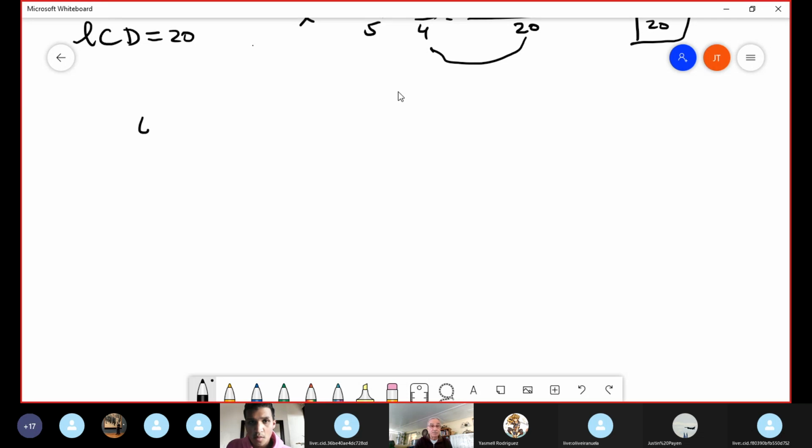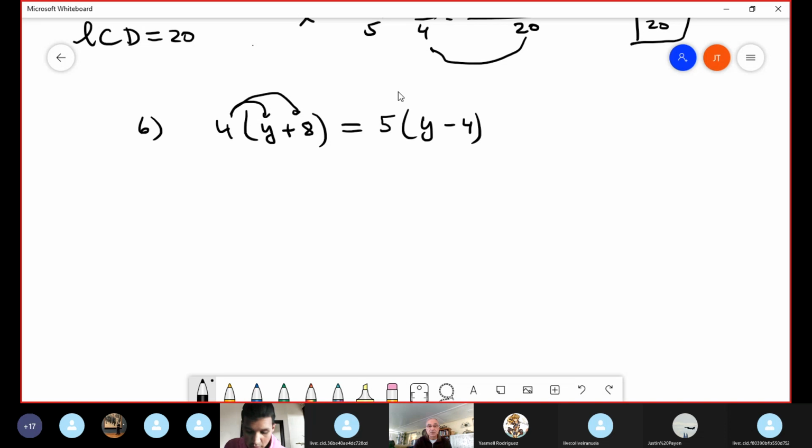Number 6. Number 6 is 4 parentheses y plus 8 is equal to 5 parentheses y minus 4. In this example, we have parentheses. And normally, if you want to solve for y, you need to apply the distributive property, multiplication, this and this, this and this. So I remove the parentheses, in other words, 4y plus 32 is equal to 5y minus 20. Okay, now solve for y.